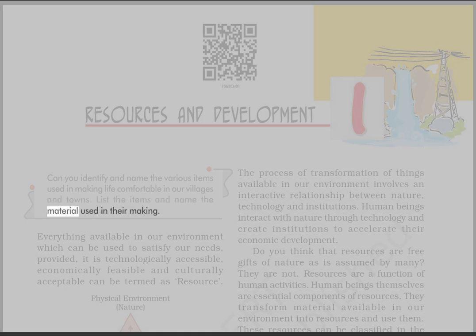List the items and name the material used in their making. Everything available in our environment which can be used to satisfy our needs, provided it is technologically accessible, economically feasible, and culturally acceptable, can be termed as resource.